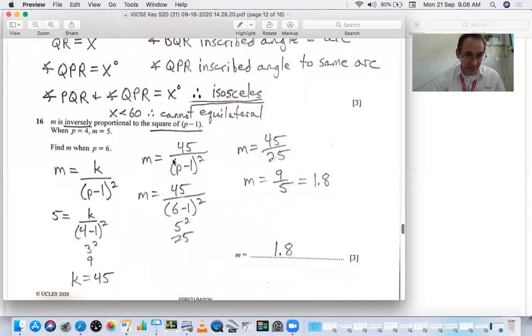We rewrite our formula, so m equals 45 over p minus 1 squared. Then we put in the 6 for our second set of numbers. 6 minus 1 is 5, squared is 25. So m equals 45 divided by 25, which reduces down to 1.8. You could put 9/5 or 1.8.